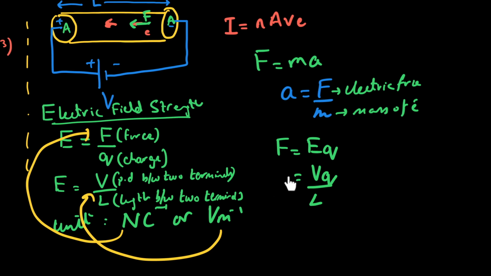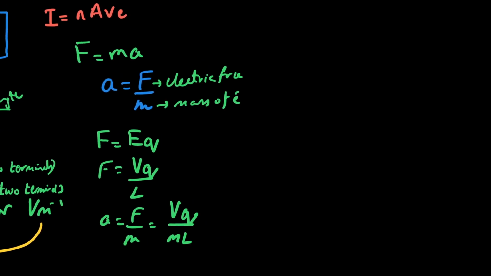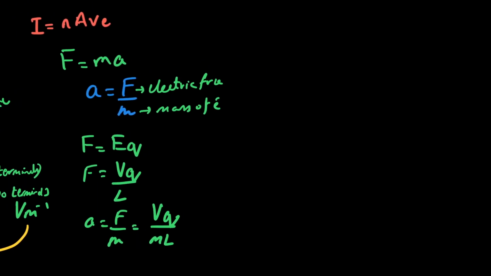Okay. Now if this is the force, then obviously the acceleration would be this force divided by mass. So since this is force and acceleration is force over mass, you can say this will be VQ over M into L. With me? Great. Moving this slide to the left, sorry.